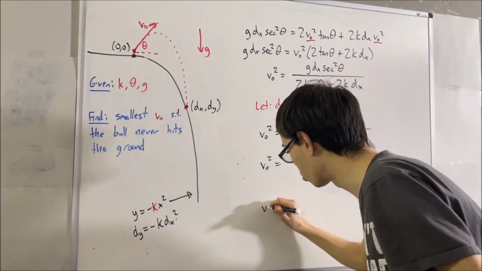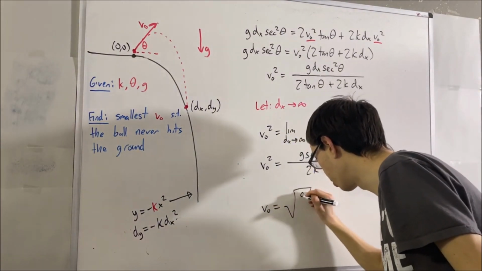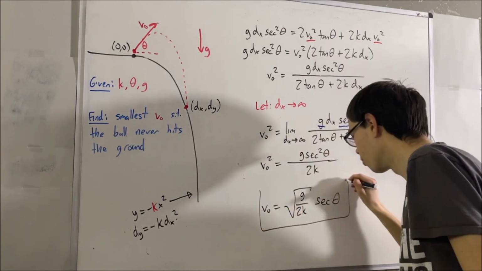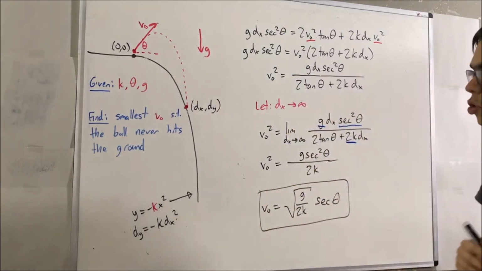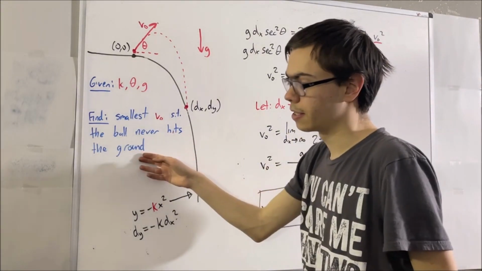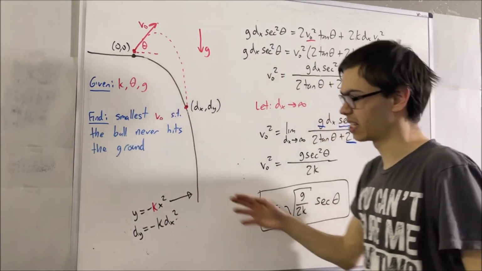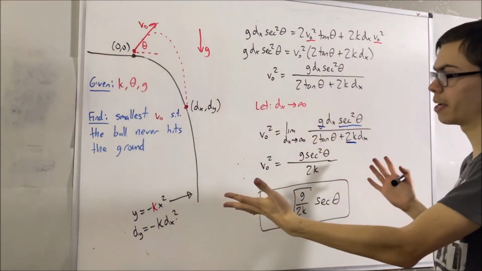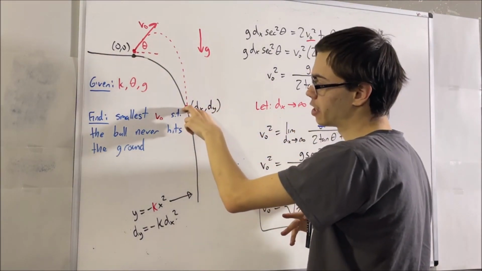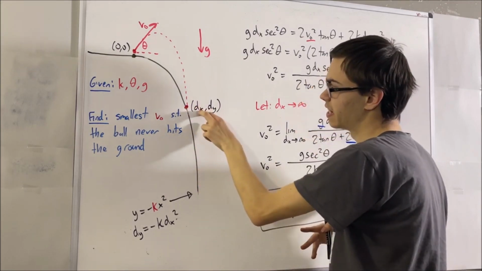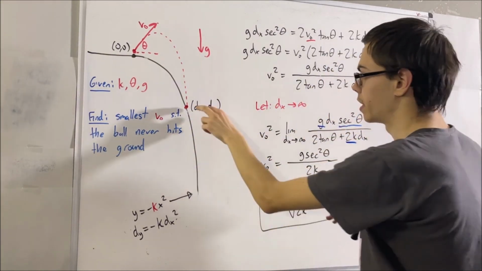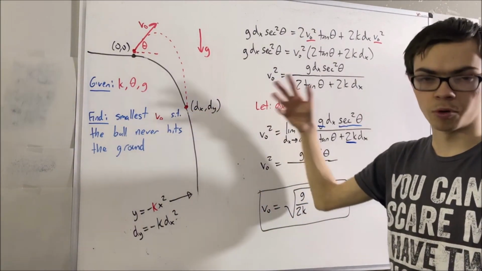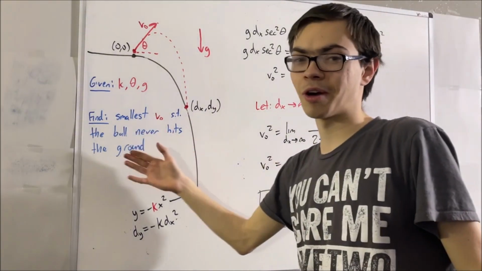And so now we just take the square root to get v0, and we would get square root of g/2k secant theta. And so this would be the initial speed such that the ball never hits the ground. In fact, it would also be the smallest initial speed such that the ball never hits the ground. And so this is basically how we would solve a problem like this, right? We think of this point as if it approaches infinity, as if dx is really, really big. Well, then it turns out this would be the v0 that causes that to be true if we let dx approach infinity. And that would suffice that the ball never hits the ground in the first place.